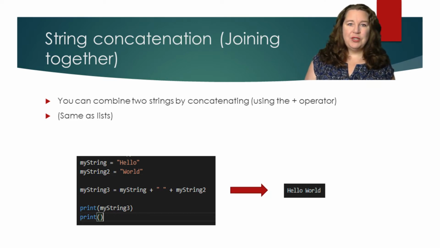Again, this is the same notation that you would get in a list if you wanted to take 2 lists and combine them together. So using that plus symbol, I can say hello, world, and a space in between, and concatenate the 3 of those together with plus symbols to be able to make one string that is called my string 3, whatever it is, that is the combination of those strings.